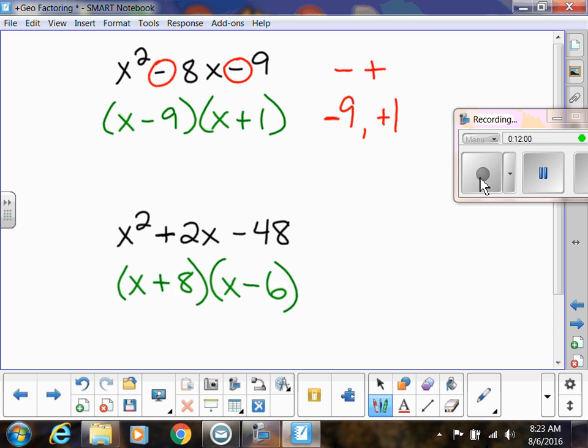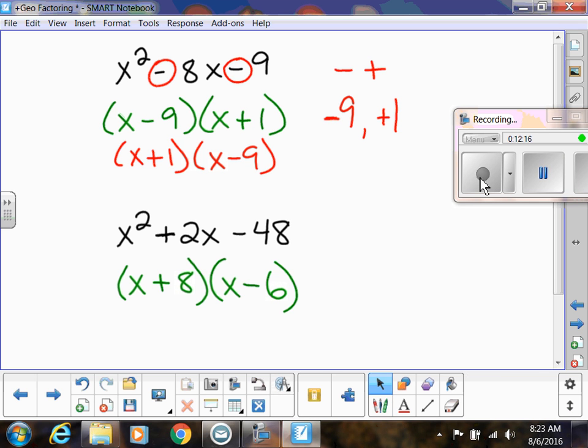Again, it doesn't matter if you had x plus 1 first and then x minus 9, because multiplication is commutative, but addition or subtraction is not. So I want to make sure that you are putting the negative on the 9 and not the 1.